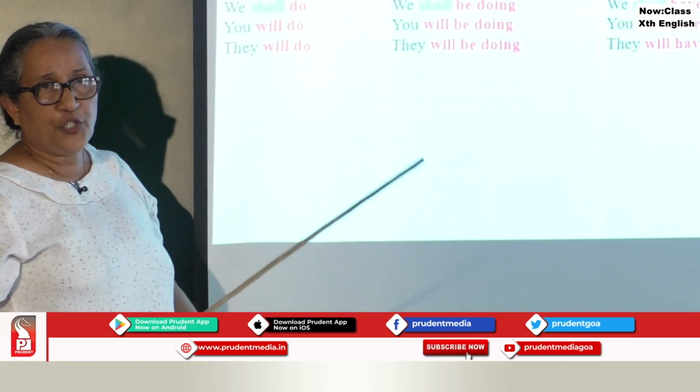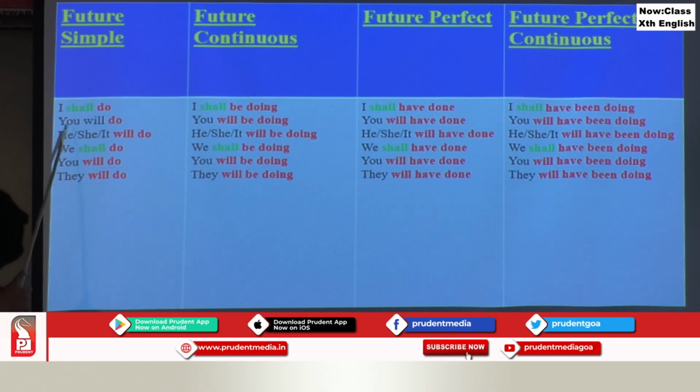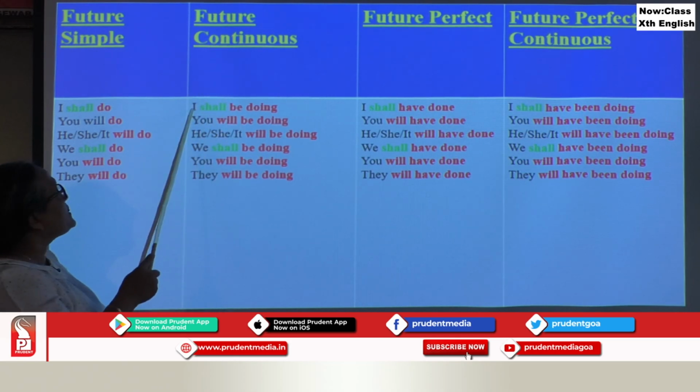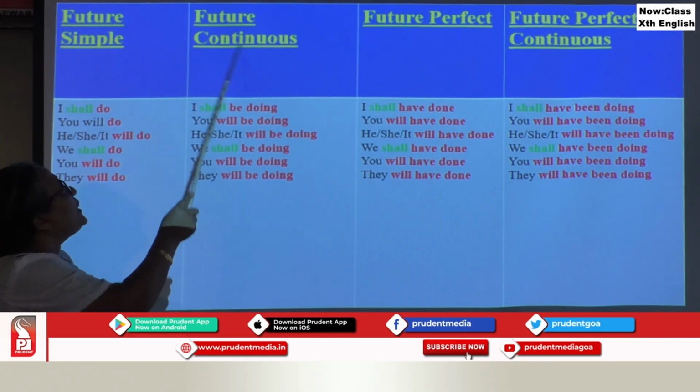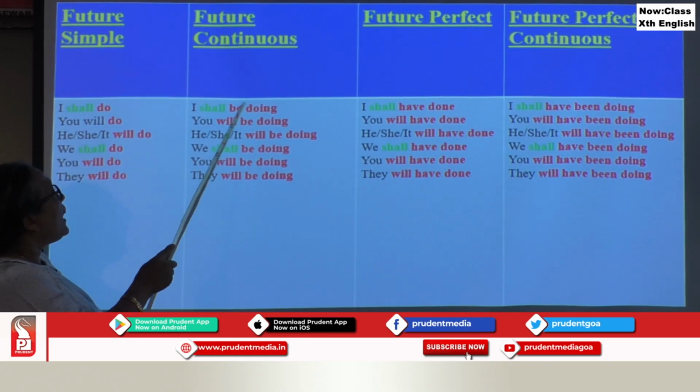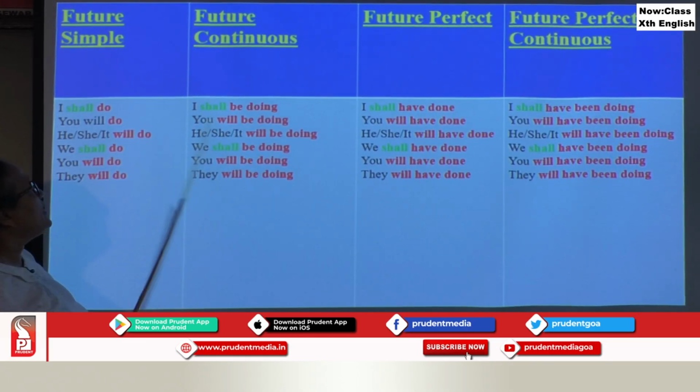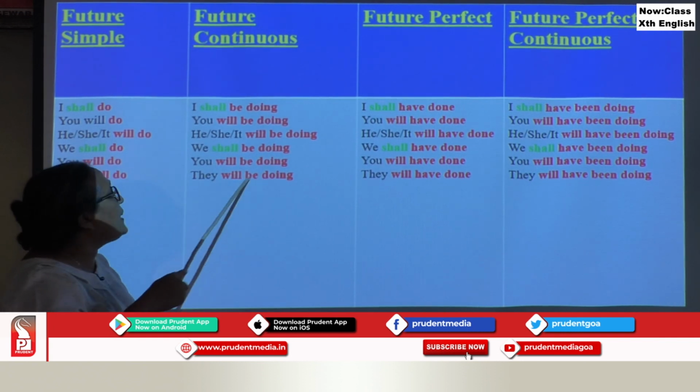In the case of future, we've already learned it is I shall do, you will do, he, she, it will do, we shall do, you will do, they will do. Future continuous, I shall be, the rule, verb to be plus doing, don't forget. Now it is future simple of verb to be. I shall be doing, you will be doing, he, she, it will be doing, and it continues.